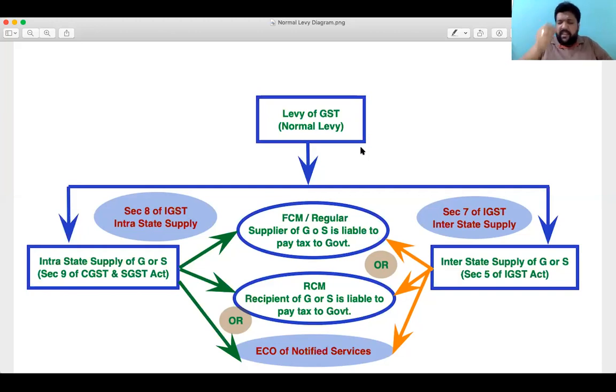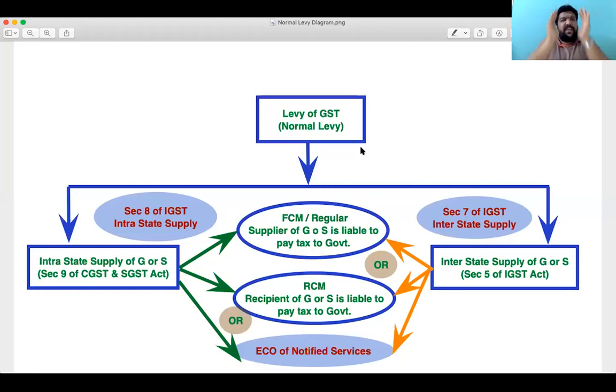There are only three people liable to pay tax under normal levy. Many times the supplier, rarely on identified transactions the recipient, exceptionally the e-commerce operator. If an e-commerce operator deals with those particular three services, yes, that too, e-commerce operator for notified services, not all e-commerce operators. Don't bring your Amazon, Flipkart into the loop. I was very clear. It is only the game for Ola, Uber, OYO, and Urban Company. That's all.